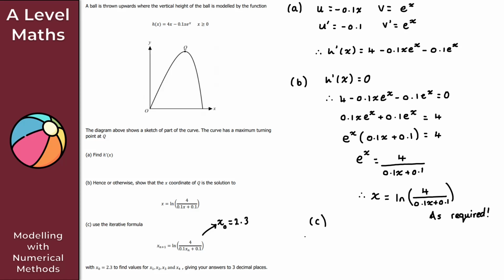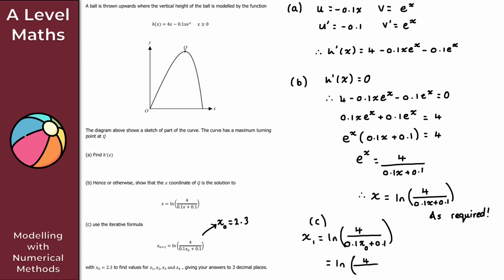For example, we want x1. We're given x0, we want x1. So x1 is going to be ln of 4 all over 0.1 xn plus 0.1. So n here must be 0, right? To get x1, n must be 0. So I get 0.1 x0 plus 0.1. And we know that x0 is 2.3.